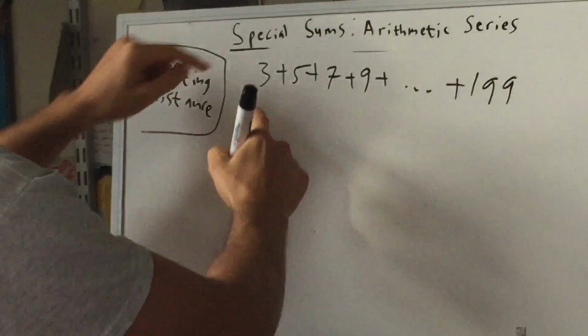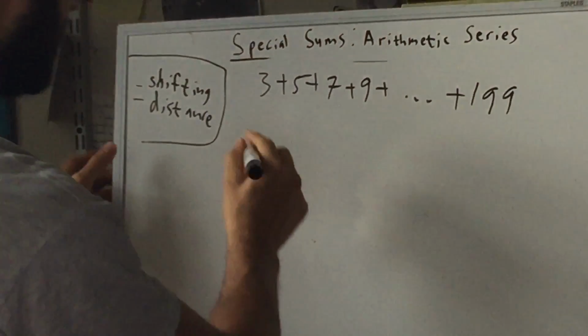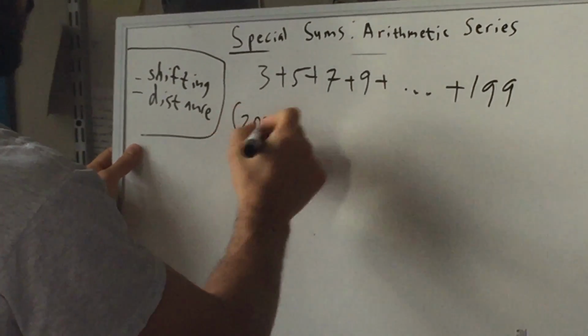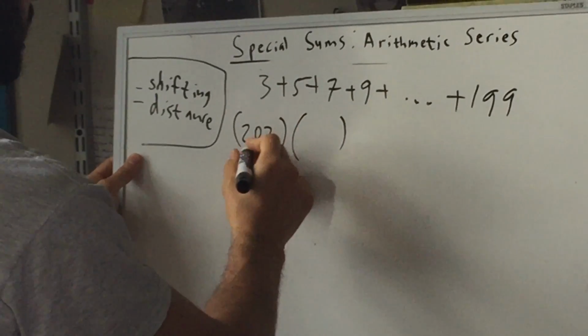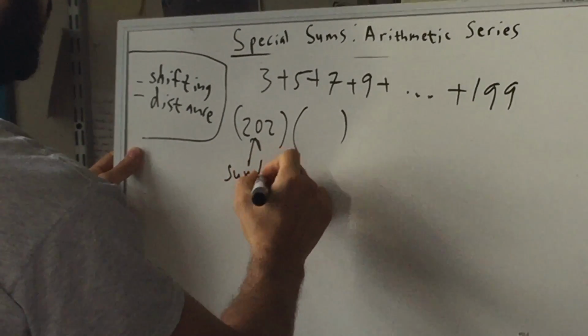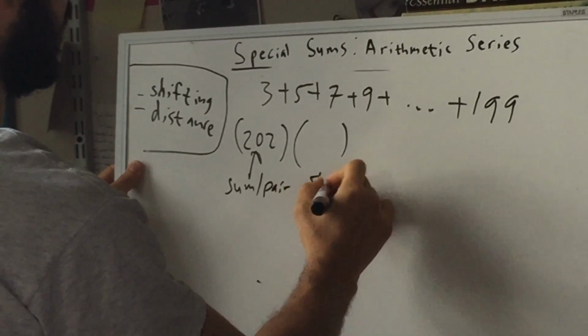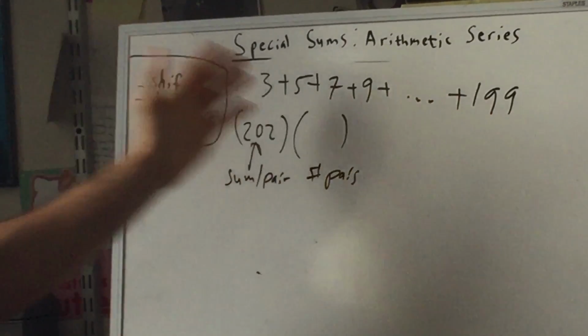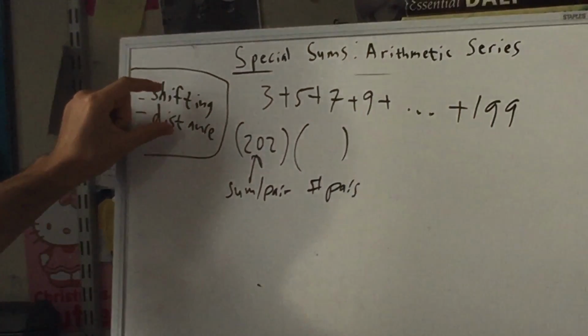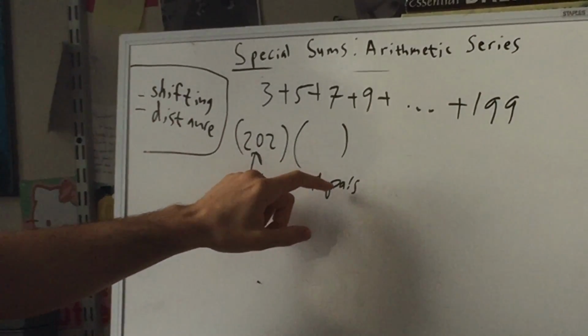So the sum of every pair is easy because it's 3 plus 199, so it's 202. That's the sum per pair. The number of pairs is not at all intuitive to see. So that's where these two methods come in. They're going to help us find the number of pairs.